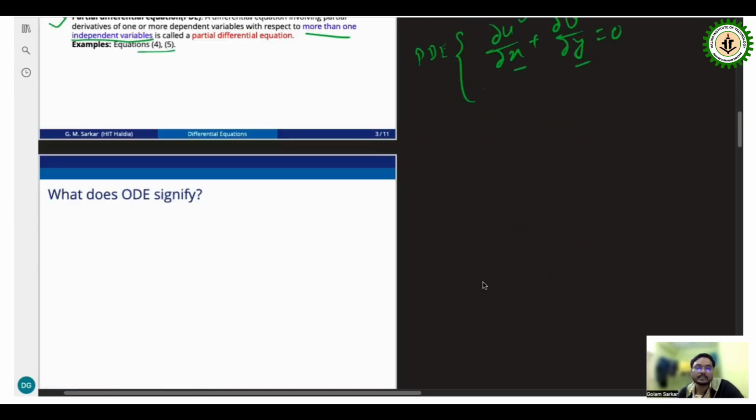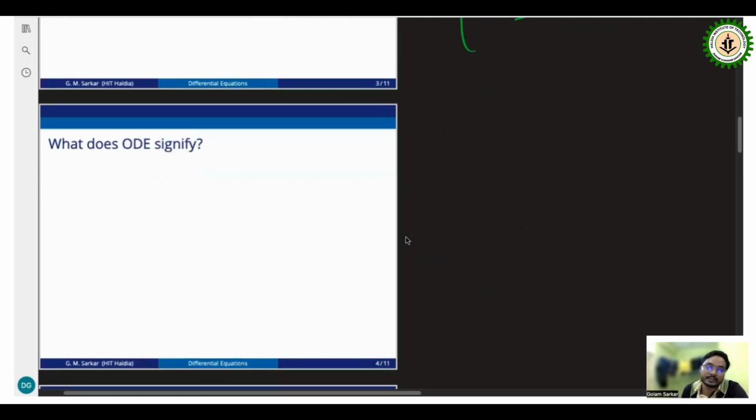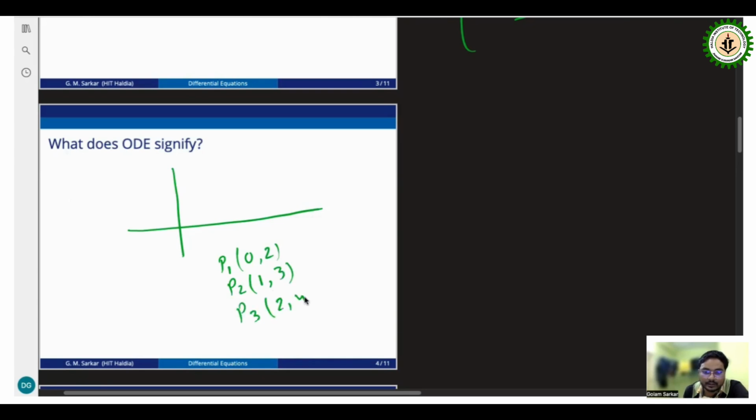Now, what does an ordinary differential equation signify? To understand this, we'll take a simple example. Suppose I take a few points and connect all these points. Take this point: P1 is, say, (0, 2), P2 is (1, 3), P3 is (2, 4), P4 is (3, 5), and so on.